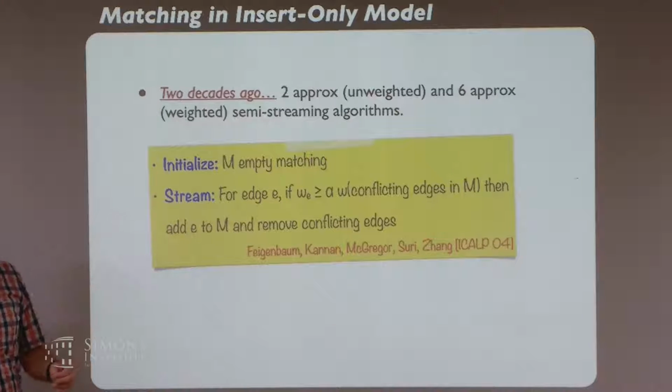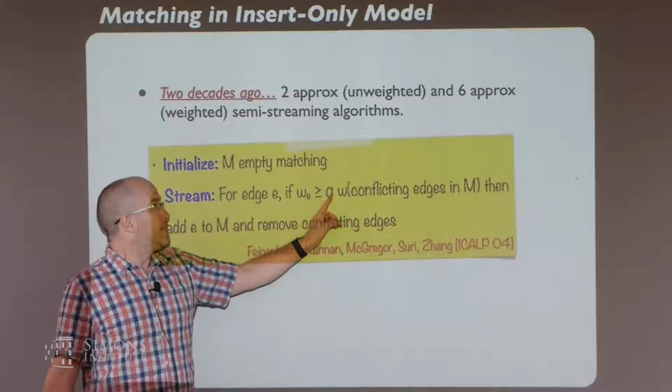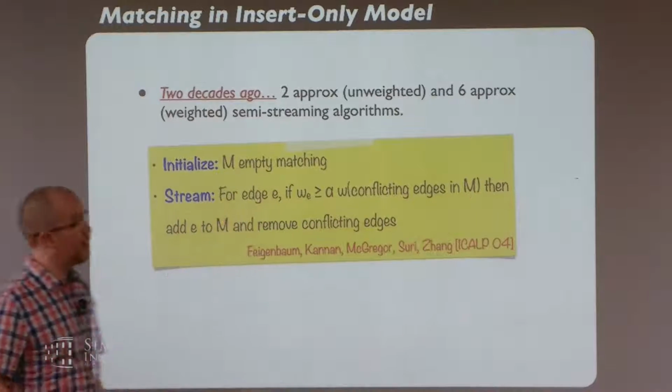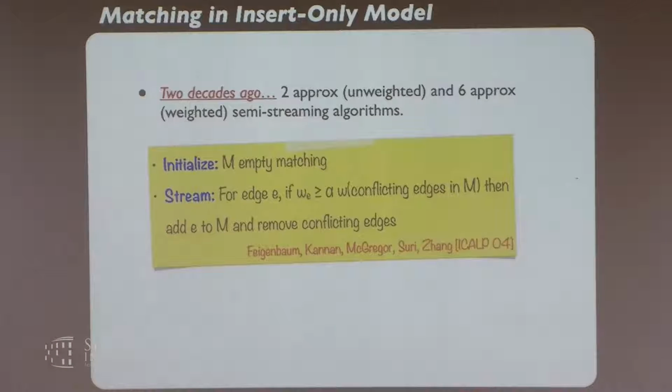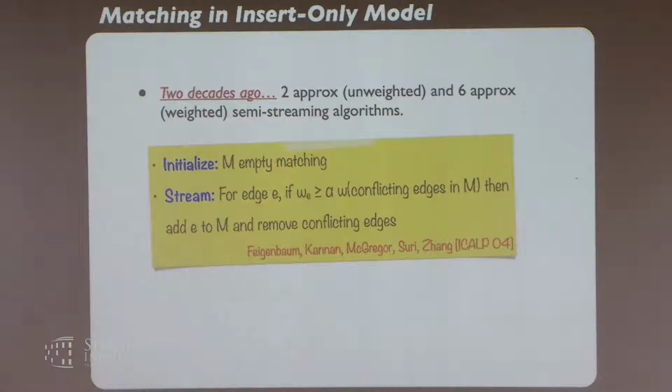So you see the edges one by one. If the weight of the new edge is some factor alpha bigger than the edges in M that share an endpoint with e, we'll add e to our collection and throw out the conflicting edges. Now, how should alpha be set? We don't want alpha to be too large because then there may be good edges that come in that we end up ignoring. But we also don't want alpha to be too small. If we set alpha to be something like 1 plus epsilon, what could happen?